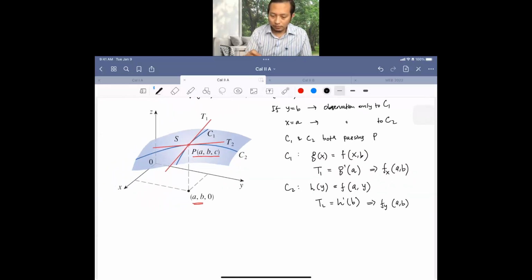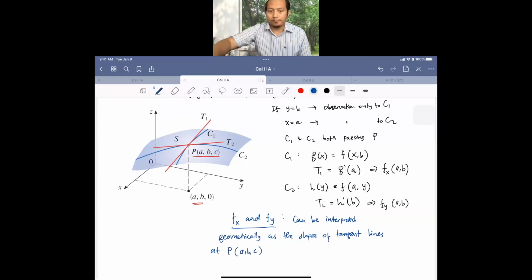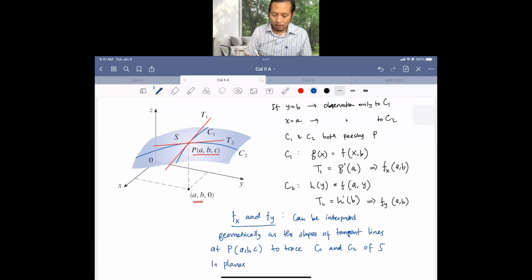So, as a conclusion, the partial x and partial y can be interpreted geometrically as the slopes of tangent lines at P to trace C1 and C2 of surface S in planes y equals B and x equals A.